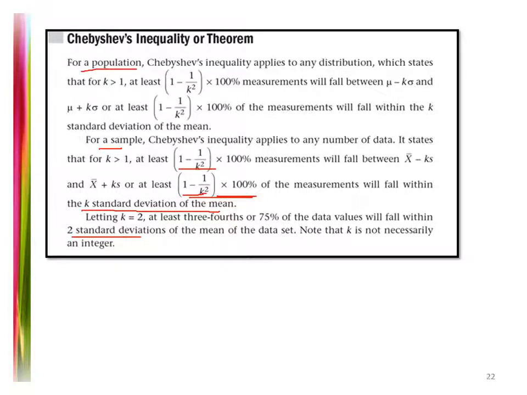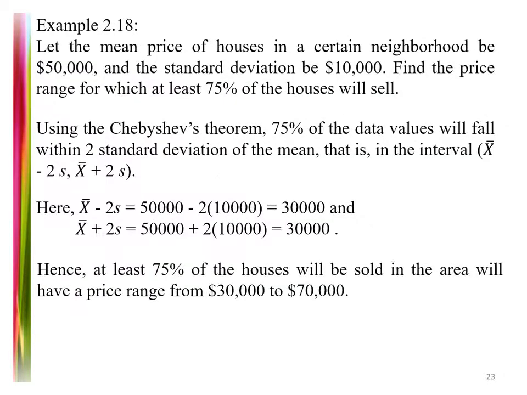All right, so this is the Chebyshev inequality. Here is a simple example, just an application of the Chebyshev inequality. Let the mean price of houses in a certain neighborhood be 50,000 and the standard deviation 10,000. Find the price range for which at least 75% of the houses will sell.